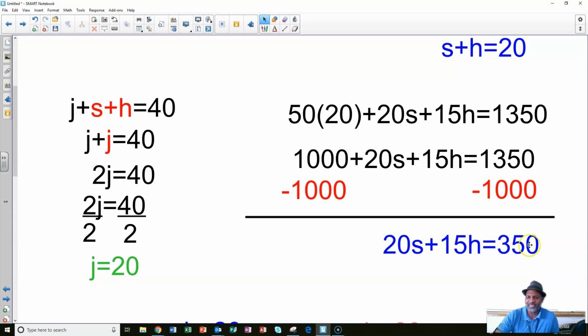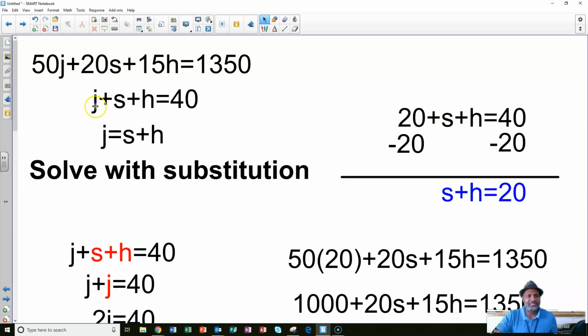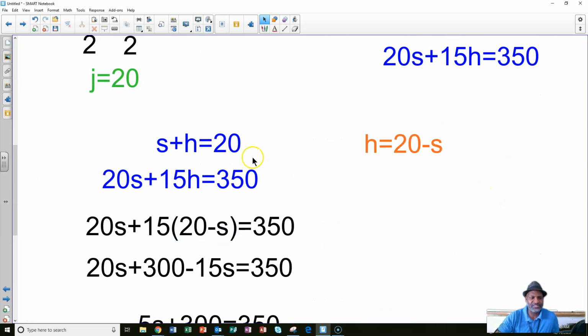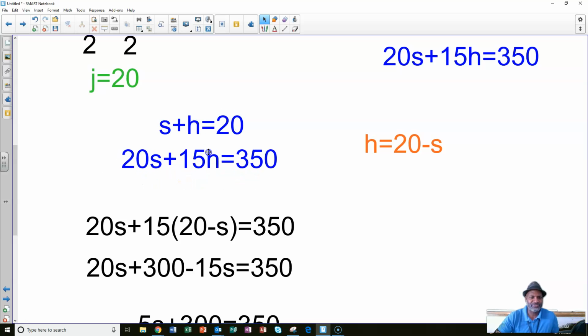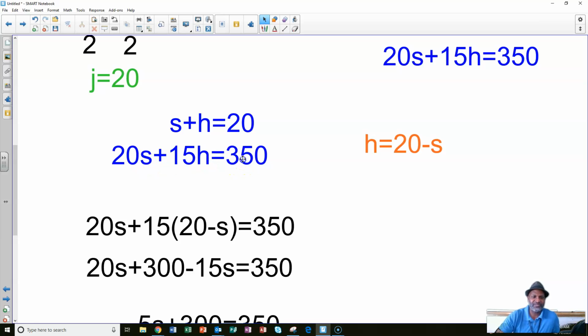So now I just have one equation and 2 unknowns. Over here, in J plus S plus H, J is 20, so I can replace the J with 20. And then I get 20 plus S plus H equals 40. Subtract 20 from both sides, so S plus H is equal to 20. So now I have a new system of 2 equations right here: S plus H is 20, and 20S plus 15H is 1350.